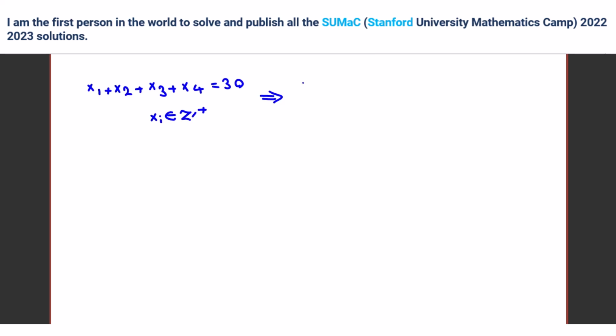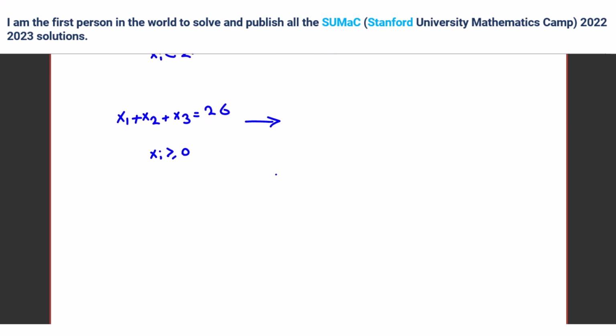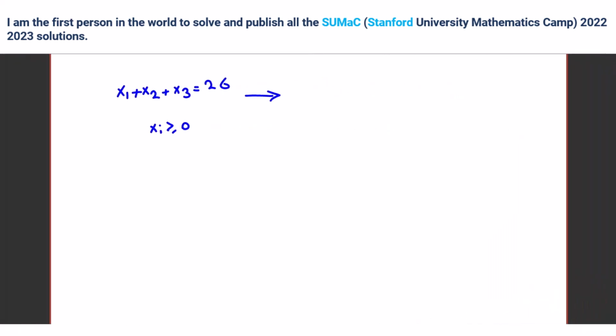29 choose 3. Good job. x1 plus x2 plus x3 is equal to 26, the xi are at least 0, and it is what? Isn't it the same as 25 choose 2? 25 choose 2.